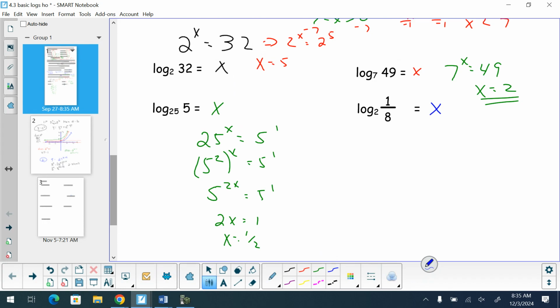Rewrite it as exponential form. We have log base 2 of 1/8 is equal to x.